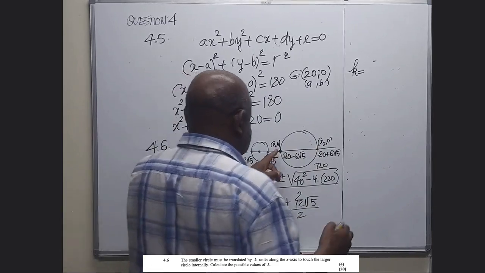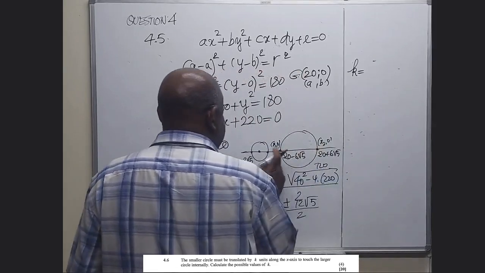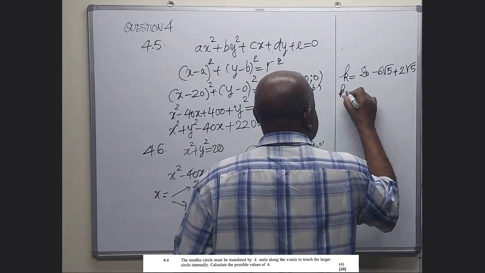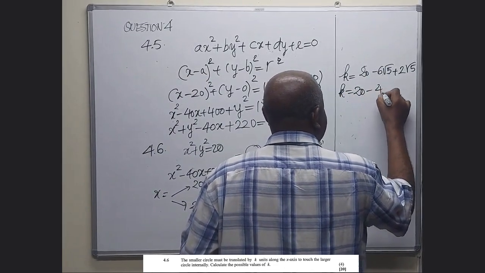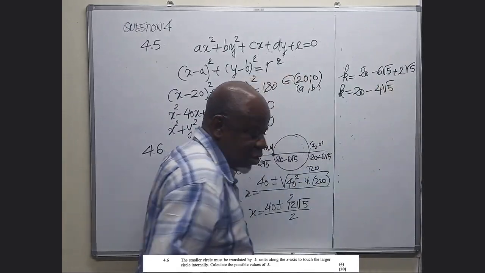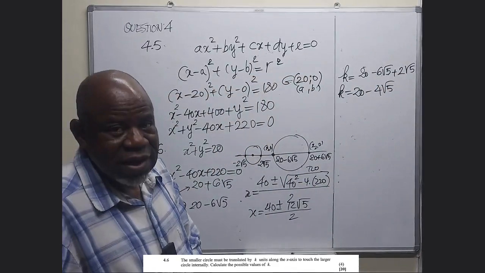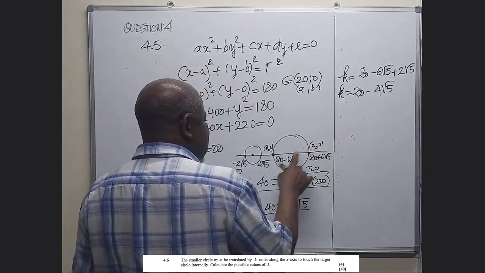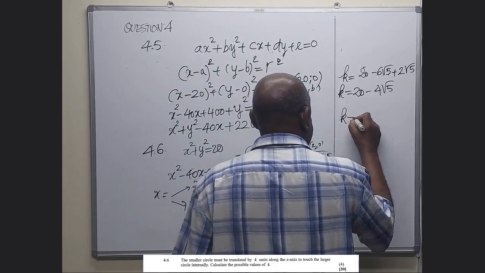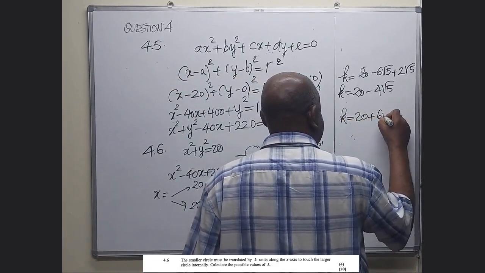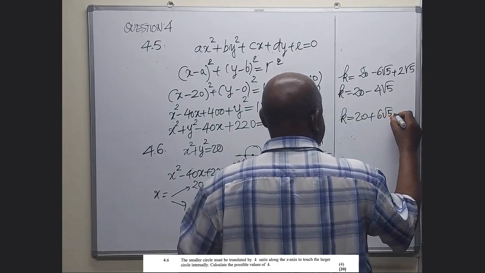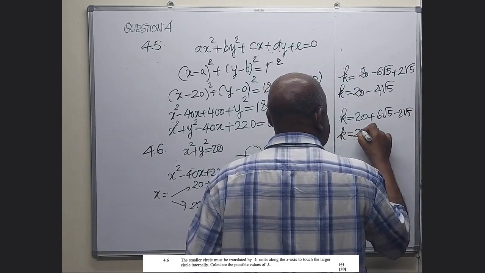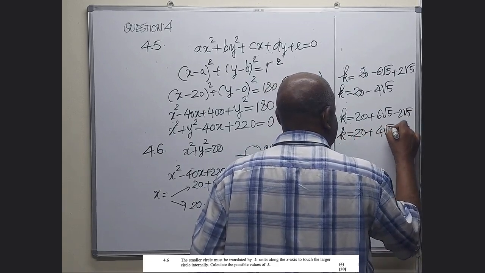Let me consider this one. This one minus this one, k will be 20 minus 6 square root of 5 minus the negative 2 square root of 5, so k will be 20 minus 4 square root of 5. That's the first value. The second value is going to be this value here minus this one. k will be equal to 20 plus 6 square root of 5 minus 2 square root of 5. So k will be 20 plus 4 square root of 5.